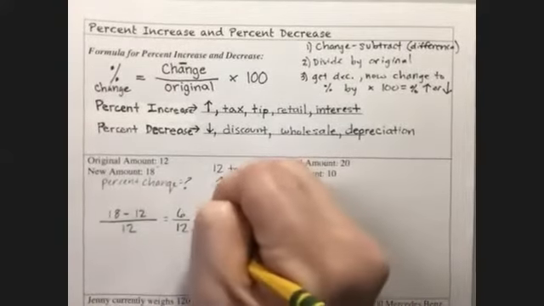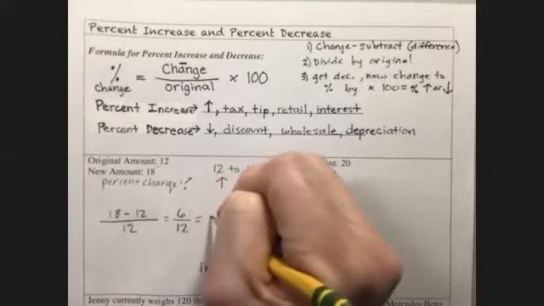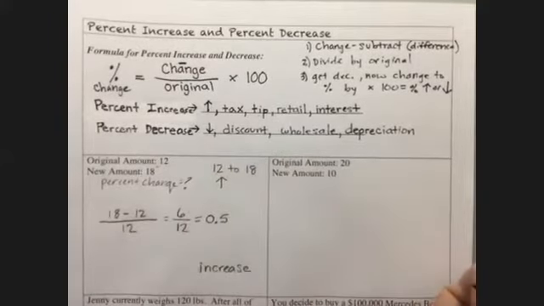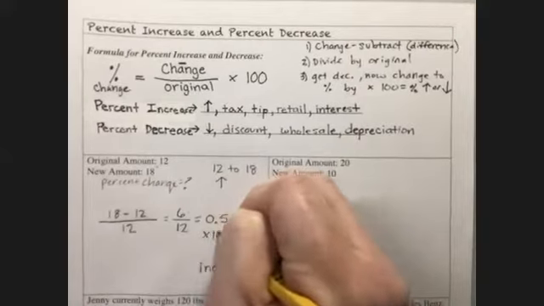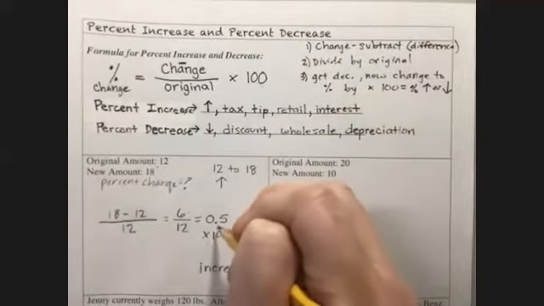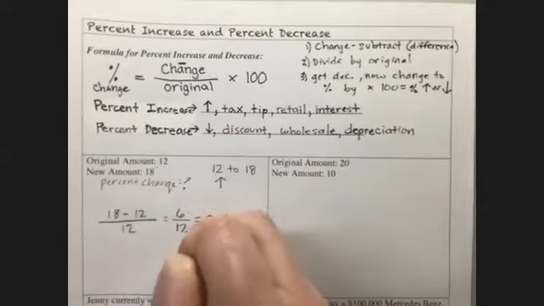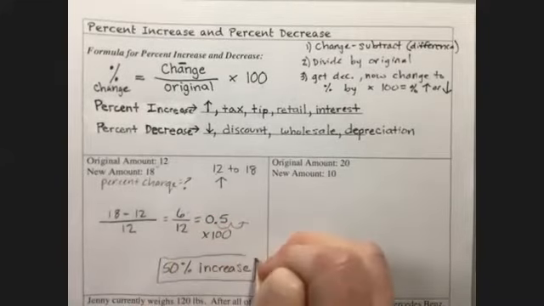6 over 12, 6 divided by 12, that's half of it. So that's 0.5. That's a decimal. So once you get your decimal answer, you must times it by 100 as stated in the formula so that you know when you have times 100, you're moving the decimal 2 places and your answer is a 50% increase.